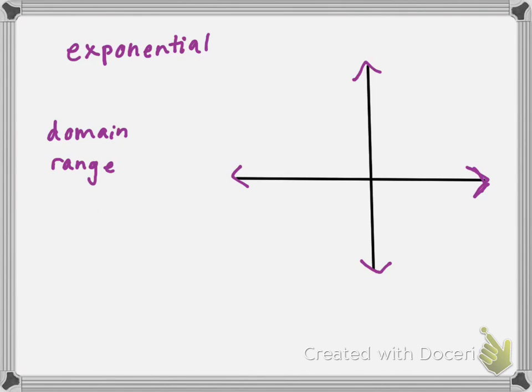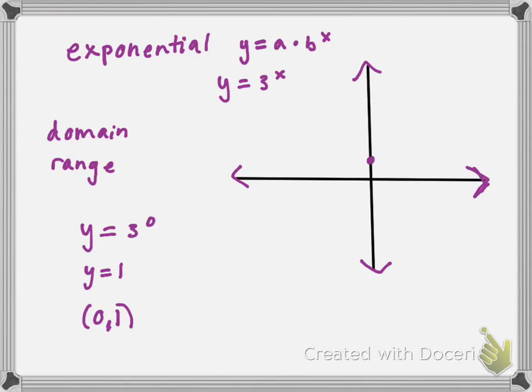Now let's discuss the exponential function. When we're talking about exponentials, the general equation is y equals a times b to the x. For today, we're just going to be looking at y equals 3 to the x, just so that we can discuss some of the key points that we've been looking at. The first thing we're going to do is plug in 0 for x and see what we get. So y equals 3 to the 0. We know that anything to the 0 power is 1, so y is going to equal 1. So if we plot this, it's going to be (0, 1). So that's our first key point, and I'll label that (0, 1).